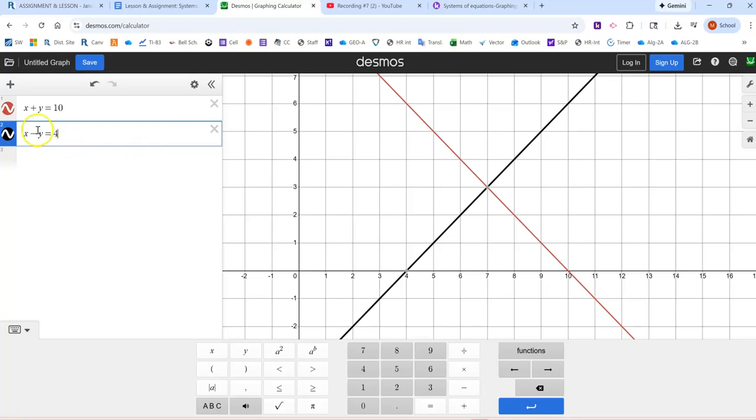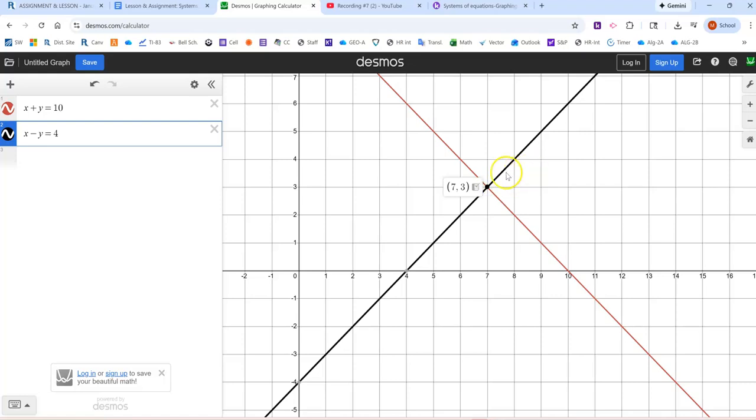But there's only one point, and there's multiple solutions also for this one, but there's only one place where they have the exact same solution at the same time, and that's when x is equal to 7 and y is equal to 3, right? 7 plus 3 is 10, yes. 7 minus 3 is 4, yes. So that's how it works, okay? So if you understand that, then let's go ahead and get the first question from the assignment.